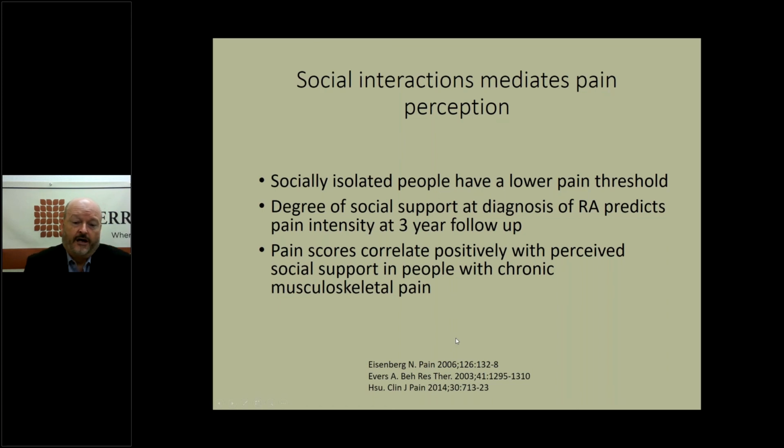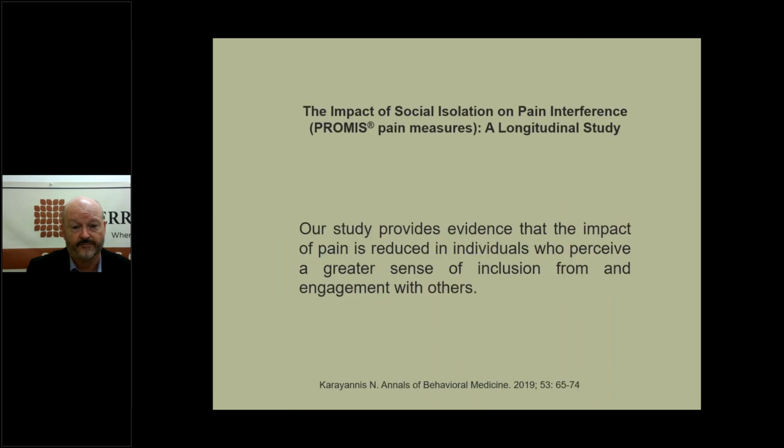And again, pain scores correlate positively with perceived social support in people with chronic musculoskeletal pain. I think they might have included mostly arthritis in that group. So if you just survey people and say, well, what's your perceived social support? The less the social support, the more likely they are to have high pain scores. So more of the same. Social isolation and rejection is painful.